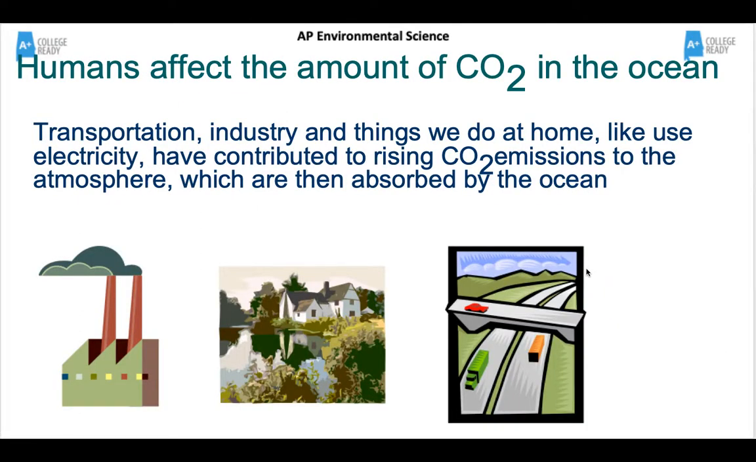So obviously humans affect the amount of CO2 that's in the ocean. We know this. This is a lot of what we talked about yesterday. Transportation, industry, and the things that we do at home, like using electricity, because most electricity is from burning coal, have contributed to rising CO2 emissions to the atmosphere, which are then absorbed by the ocean. So no matter where in the world that sulfur-rich coal or whatever it might be is being burned, whatever fossil fuels are being combusted, eventually a lot of it does wind up absorbed into the ocean.